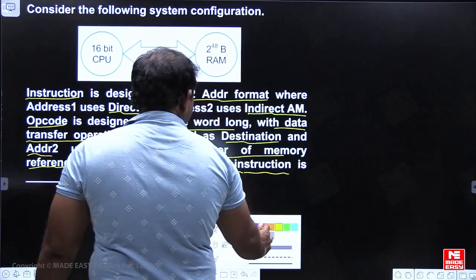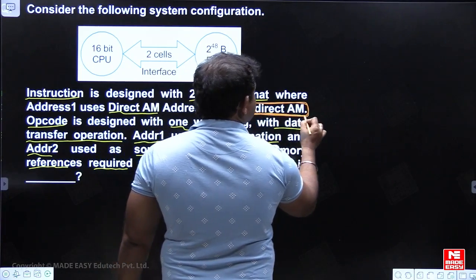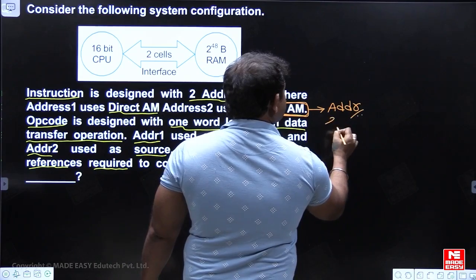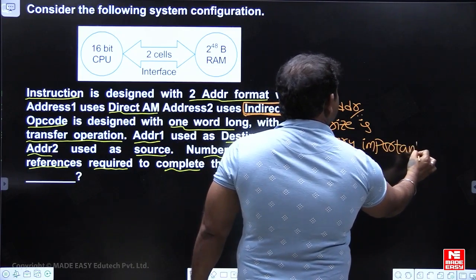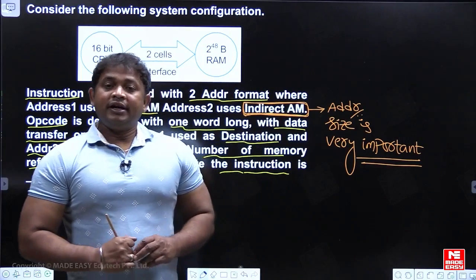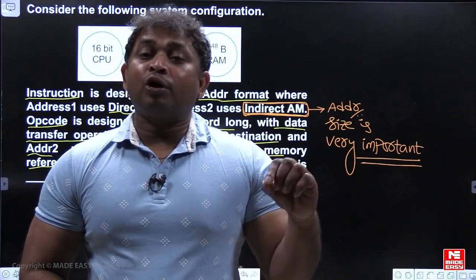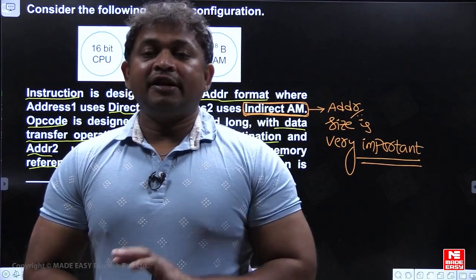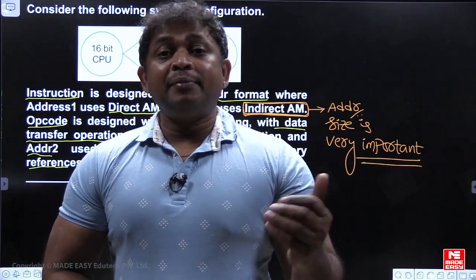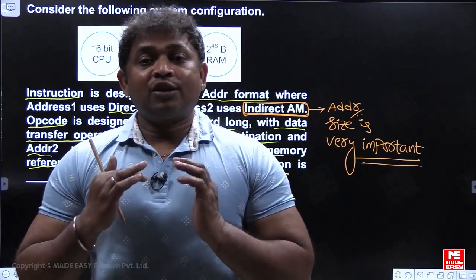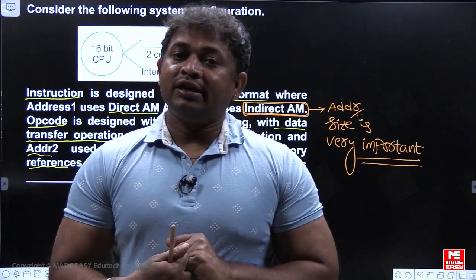Especially when we have the indirect addressing mode, the address size matters. From the indirect addressing mode point of view, address size is very important. The reason is, when you fetch the effective address from the memory, indirect addressing mode means the effective address is in the memory. To fetch it, the address size plays a very important role. When the address size is one word, one memory reference is required to get the effective address from the memory. If the address size is 2 words or 3 words, then the number of memory references varies. So when the question contains indirect addressing mode, we must take care about the address size.